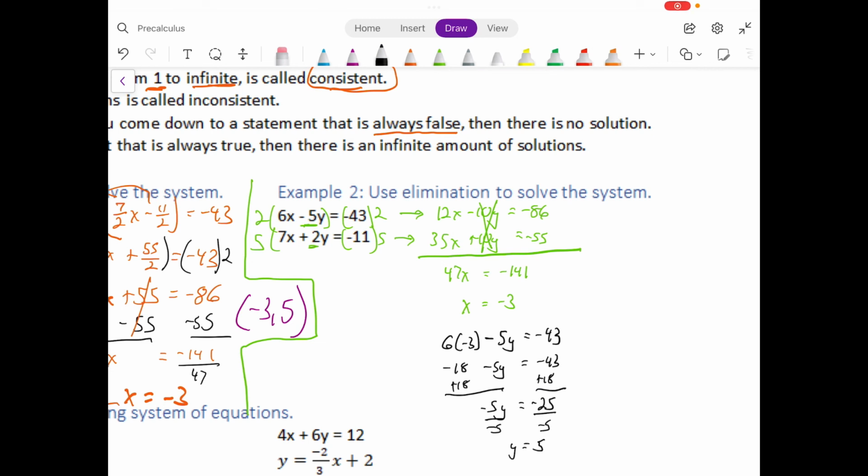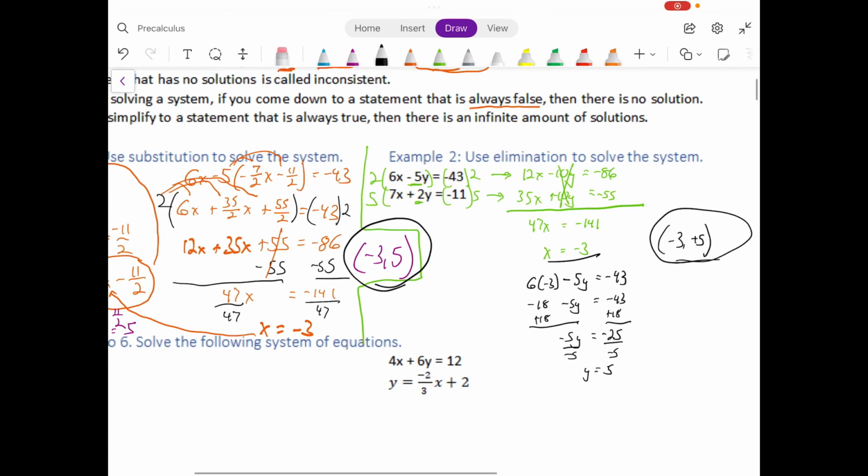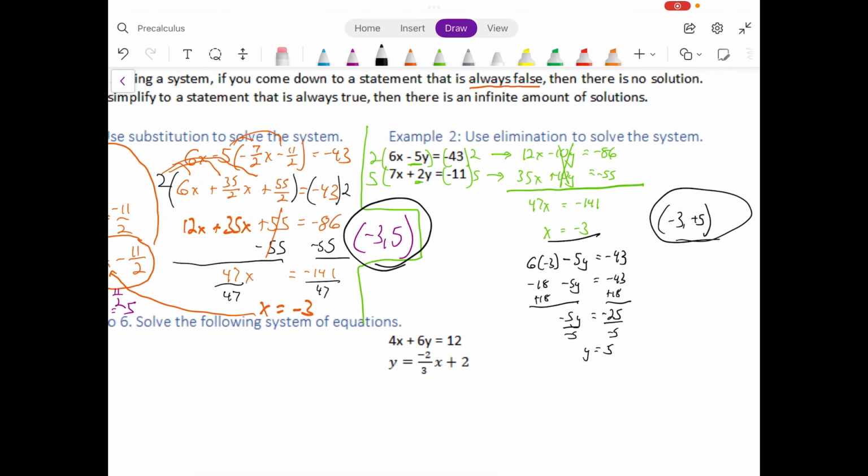And so our solution is negative 3, positive 5, which is good news because it was actually the same system as we did for substitution. Notice elimination was a bit easier in that case because we didn't have to work with fractions.